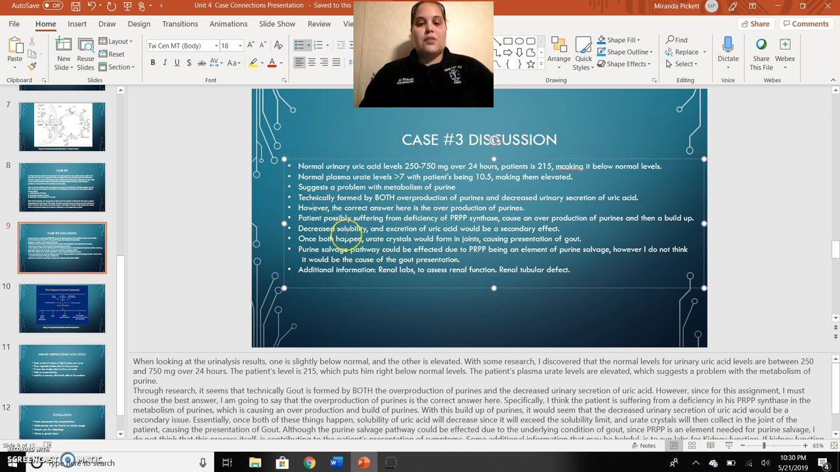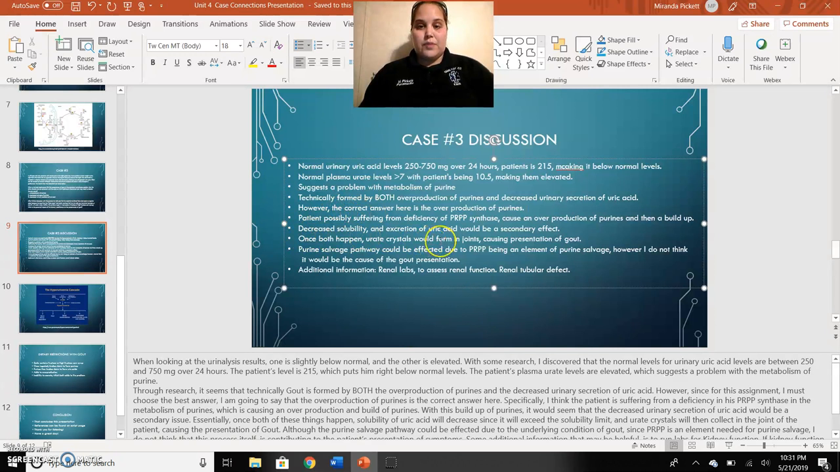So I think that the correct answer here is the overproduction of purines. I think this is contributing the most to his presentation of gout. However, let me first talk about this. The patient is most likely suffering from a deficiency of the PRPP synthase, which is causing an overproduction of purines, which is then causing a buildup of the purines in his system.